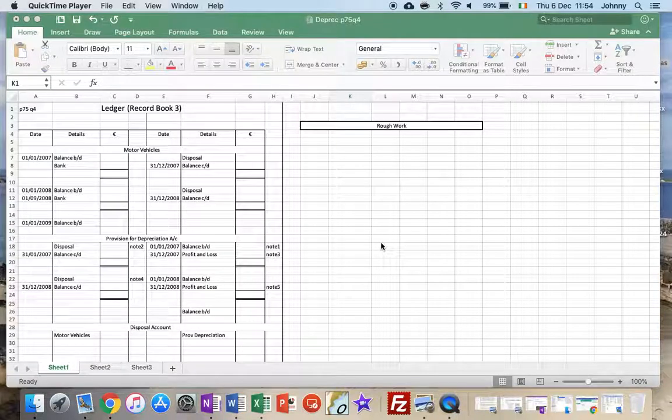Okay, so this is the rough work on how to do depreciation. I'm going to start off by laying out the blank document. We're assuming that we're doing this over 2 years. So we've got a motor vehicles account, a provision for depreciation account and a disposal account.